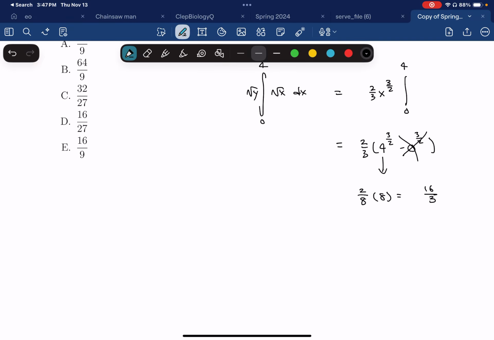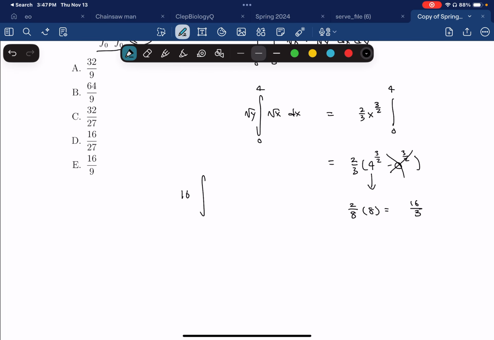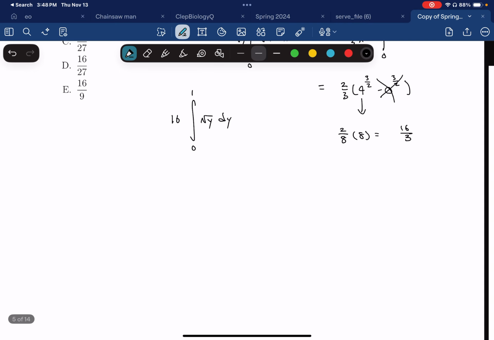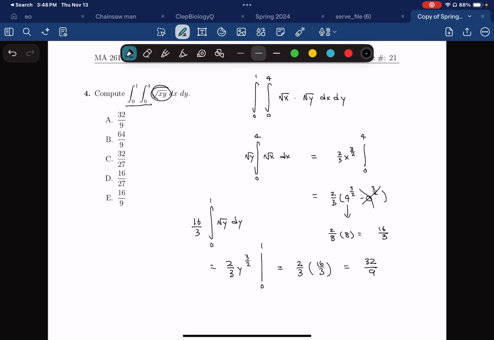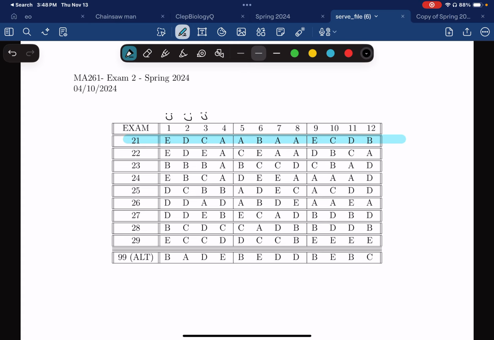So now we have to evaluate 16 over 3 times our new integral, which is 0 to 1. Square root of y is now in. So we just get the same thing, 2 over 3, y to the power of 3/2 from 0 to 1, which just produces 2 over 3. Once we multiply that by 16 over 3, we just get 32 over 9, which in this case is answer choice A, which is our answer for number 4.